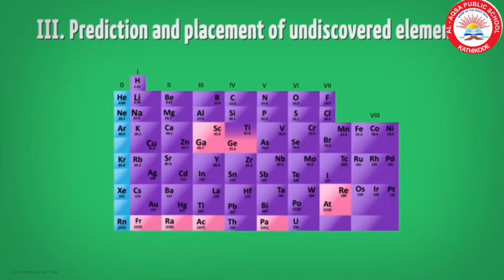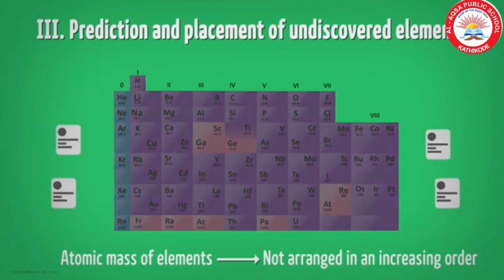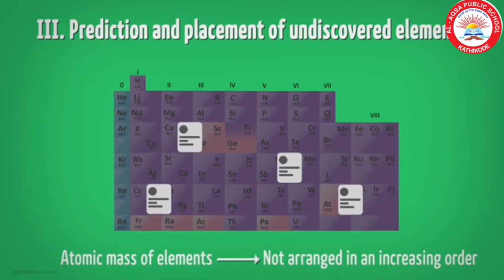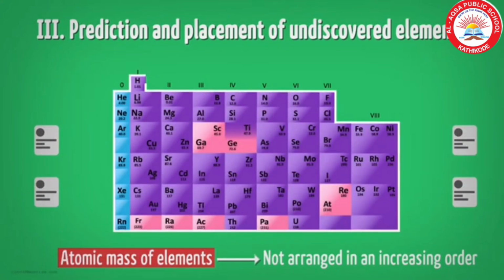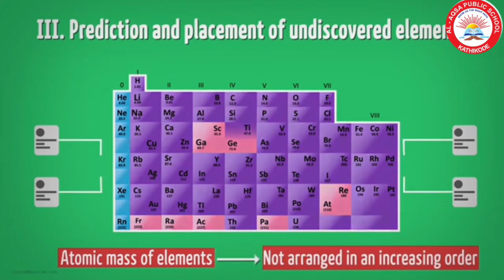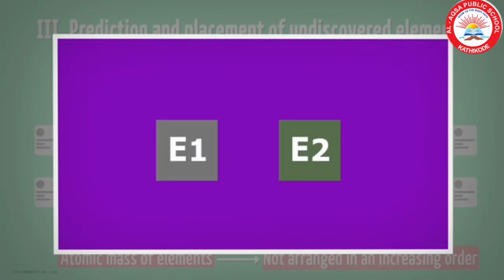We know that Mendeleev's periodic table is based on atomic mass, but it is not arranged in an increasing order. Mendeleev had to place an element with a slightly greater atomic mass before an element with a slightly lower atomic mass. Now we can discuss how this limitation is overcome by Moseley's modern periodic table.